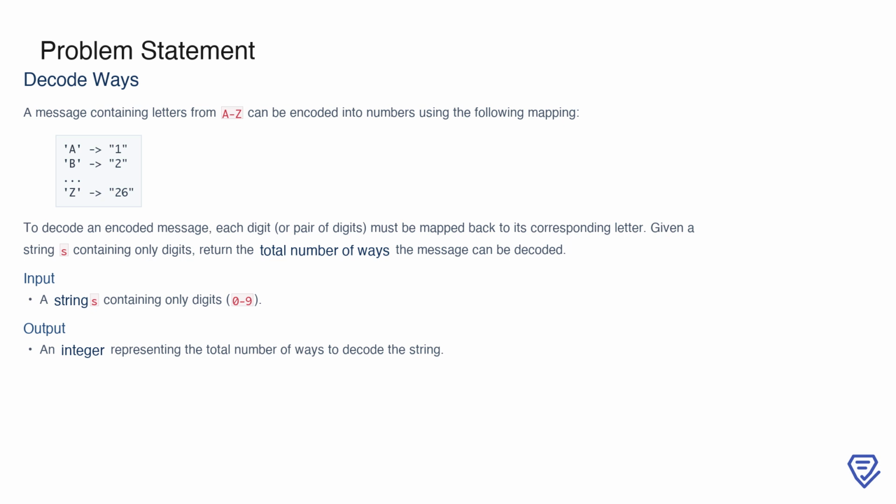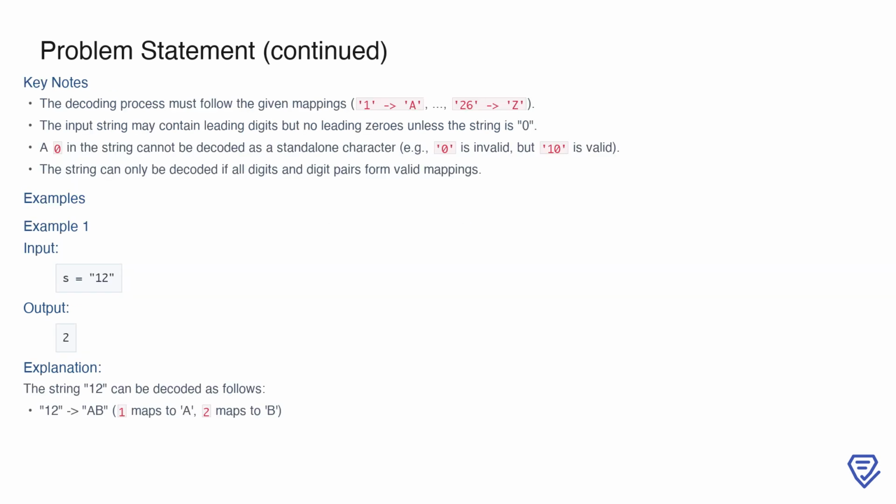The input is a string of digits, and the output is an integer representing the total number of possible decodings. It's important to note that each digit or pair of digits can be mapped to one of these letters, provided it falls within the range defined by the mapping. Now, there are some key rules and constraints to keep in mind while decoding the string. First, the decoding must strictly follow the mapping provided, where numbers like 1 correspond to A, 2 to B, and so on, up to 26 for Z.